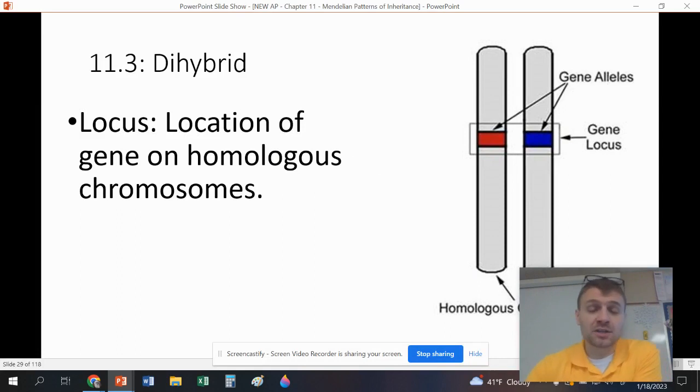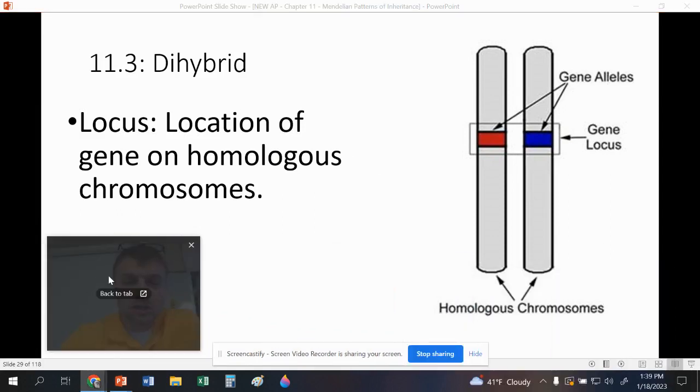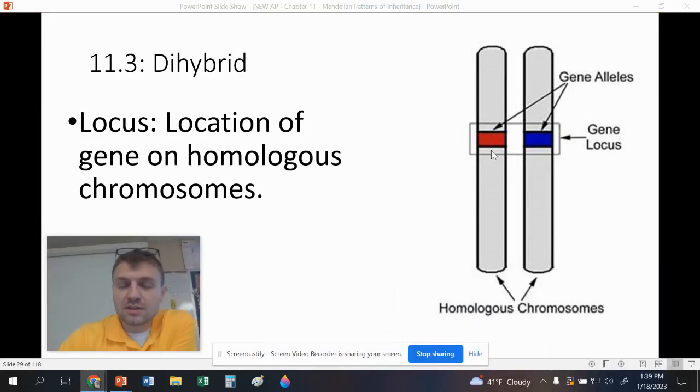So before we get into a dihybrid cross, let's talk about the locus or the location of the gene on a homologous pair of chromosomes. So this is the locus. It's the specific location where these alleles are found. Now, you can have different versions of these genes. These are known as alleles, but they have to come on homologous pairs of chromosomes.